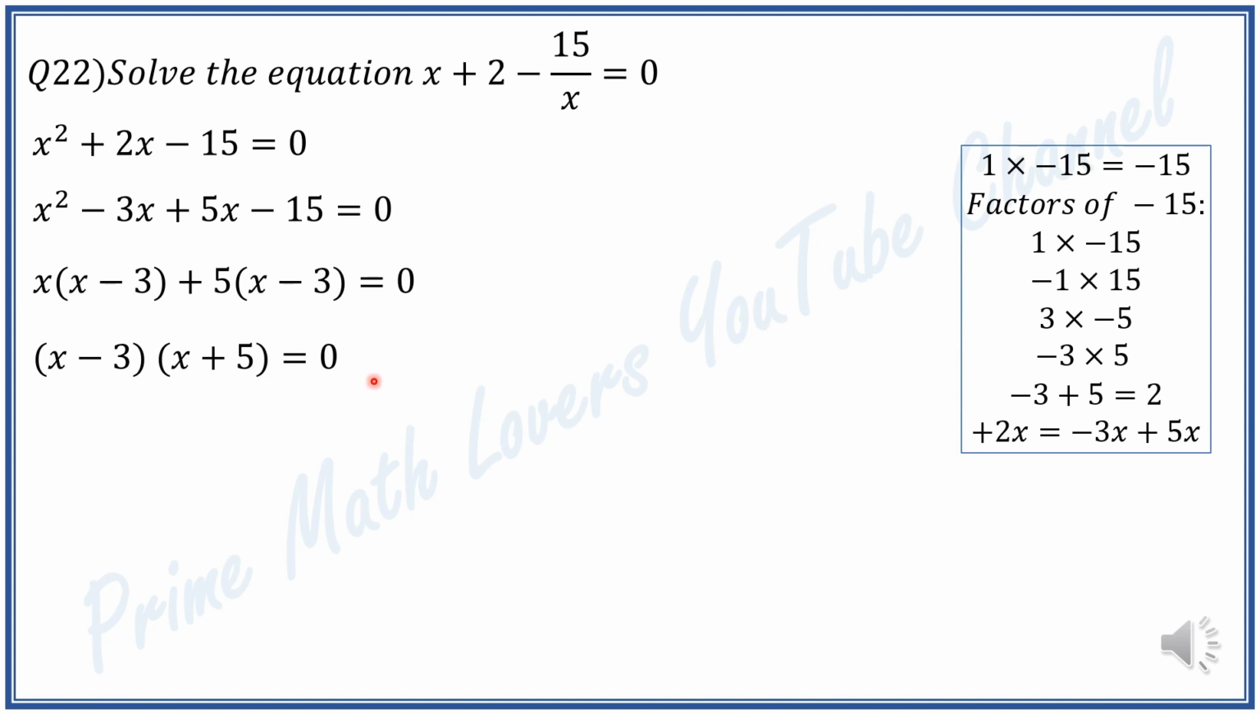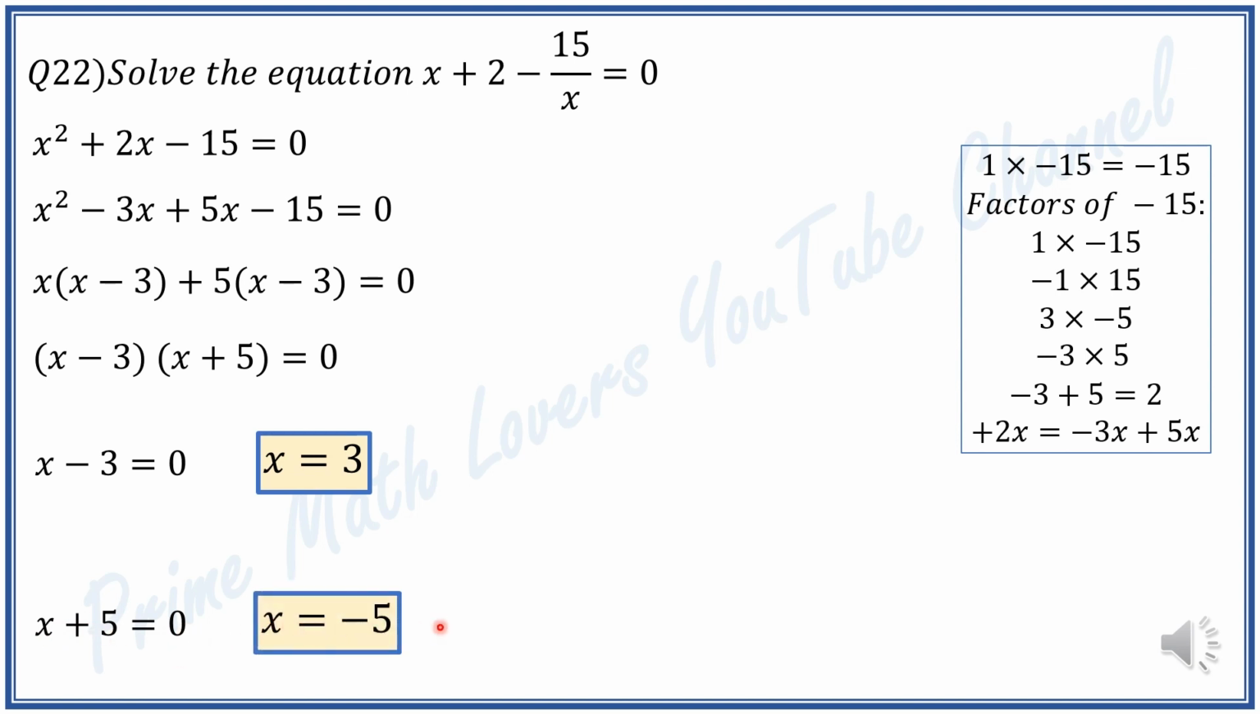equal to 0. When we have two factors multiplied together resulting in 0, it implies that each individual factor should be set equal to 0. We have x minus 3 is equal to 0 or x plus 5 is equal to 0. If x minus 3 is equal to 0, it means x is equal to 3. And x plus 5 is equal to 0 means x is equal to minus 5. So 3 and minus 5 are the roots of this second degree equation.